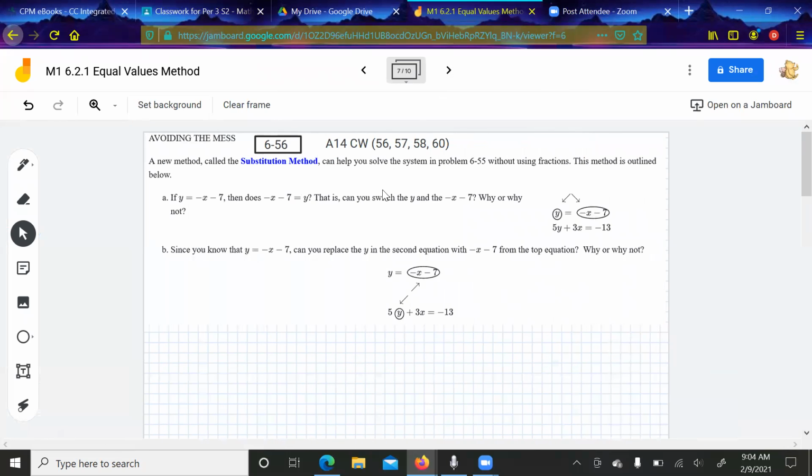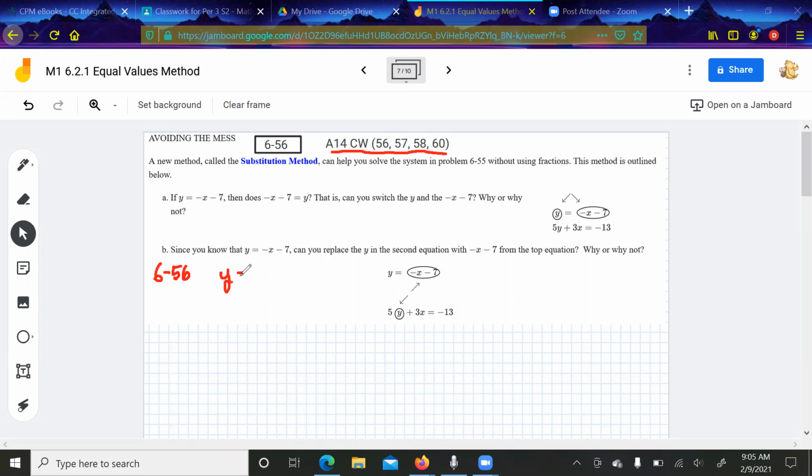So let's do it a different way. Let's do it the substitution method way today. And what is the substitution method? You've taken notes on the substitution method that I just told you to take notes on. And right now we're going to use substitution. So these are our two equations we have, 56. And you can write this at the top of your paper, assignment 14, classwork, 56, 57, 58, 60.